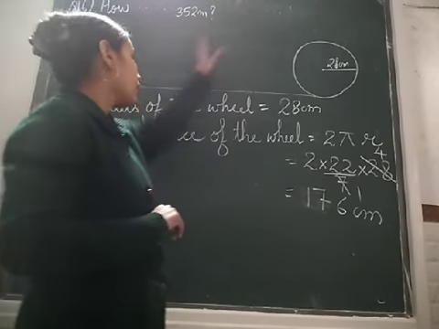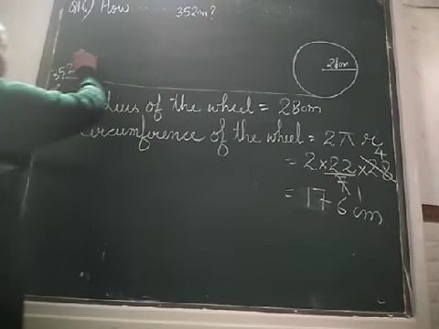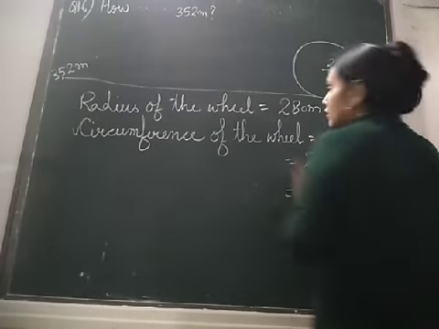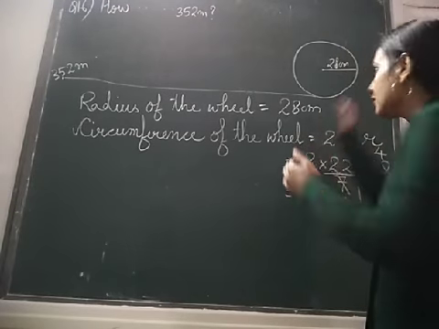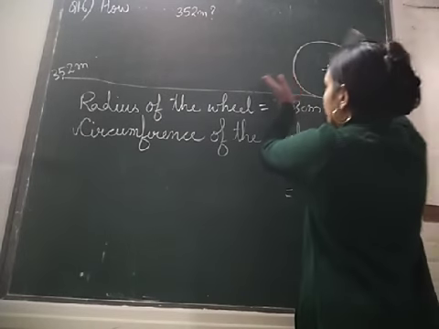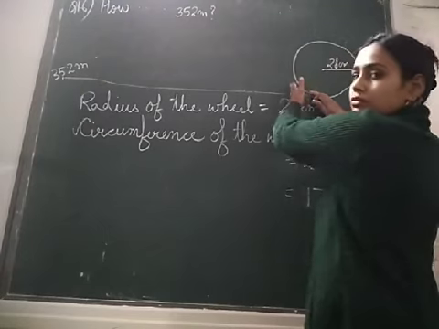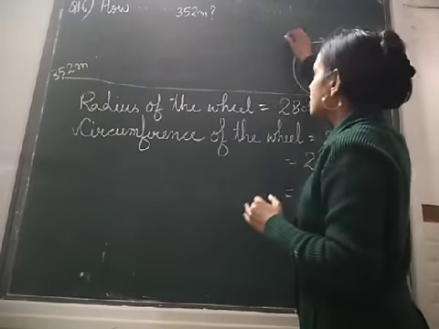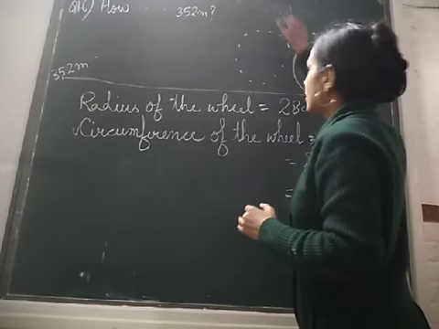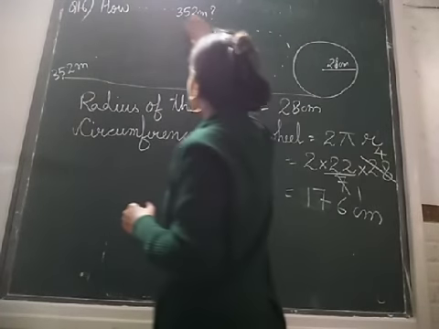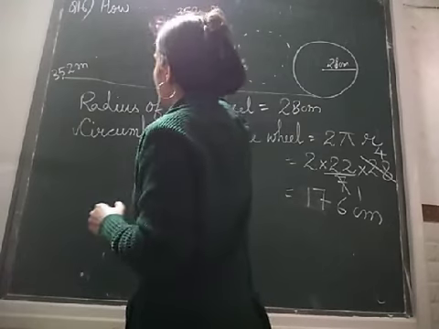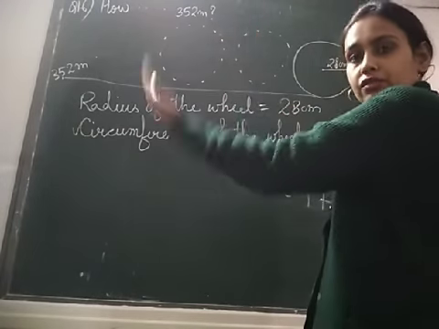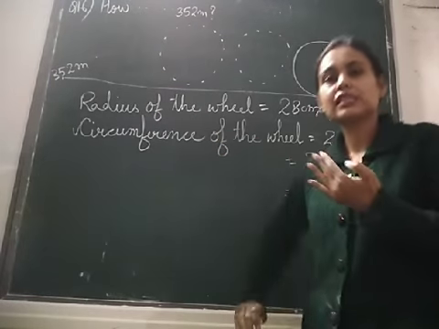So how many rounds will it take to reach 352 meters? So how to take out that? For that we need to count the rounds. So how do we count the rounds? Now one round, okay, one circumference, one round. Second circumference, second round. Third circumference, third round. Okay, so we keep removing the circumference, one circumference at a time. Removing means lessening.